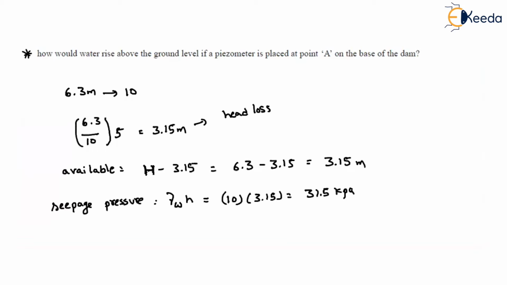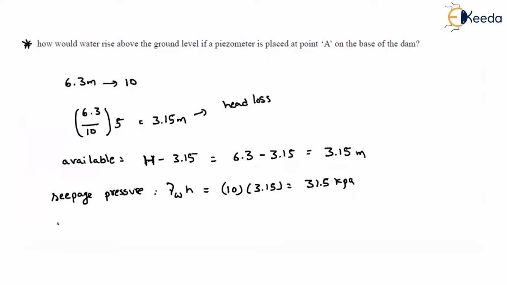Similarly, sometimes they will ask you about the uplift pressure also. Wherever they ask you about the uplift pressure, as we are talking about pressure, that is nothing but gamma W into HW. So here HW is only due to the pressure head. That means all these values we are finding at the same point.